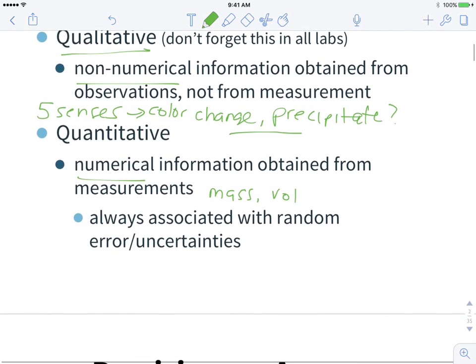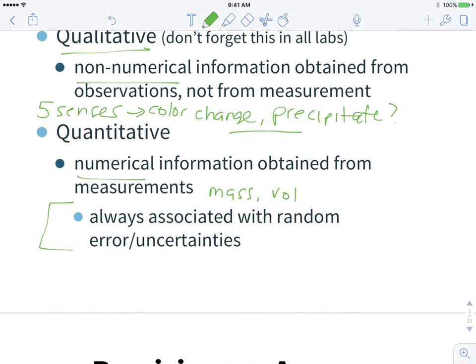Now, the problem with quantitative data is that you're always going to have some kind of error associated with it. And this is what drives students crazy: the error analysis, looking at what you did wrong. Even if you took the perfect measurement, guess what? Your machinery, your equipment, has some kind of random error associated with it that you have no control over. And you have to take that into account.